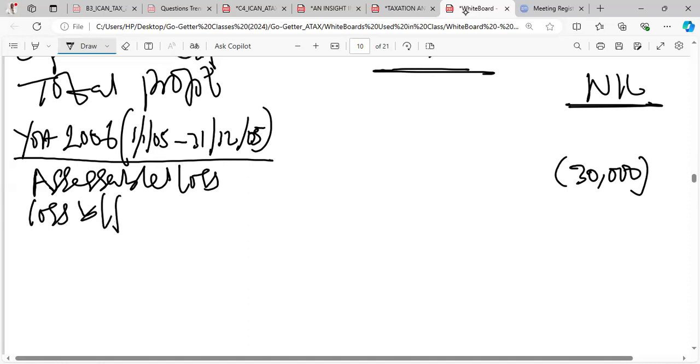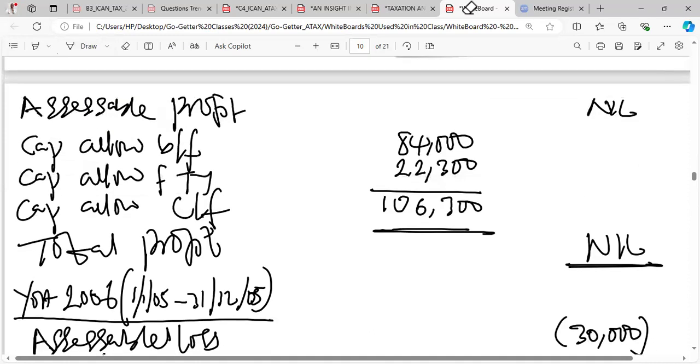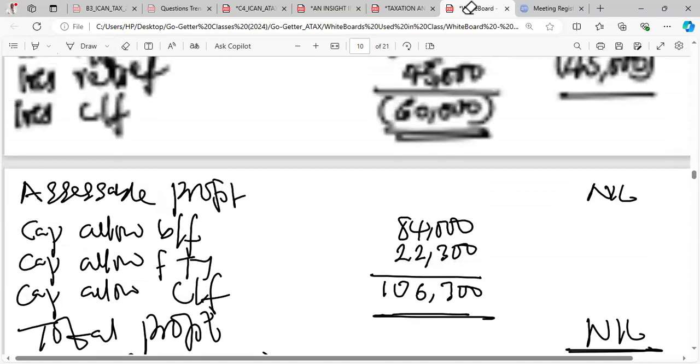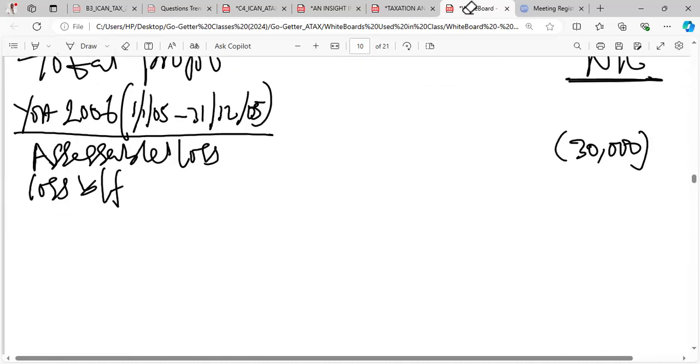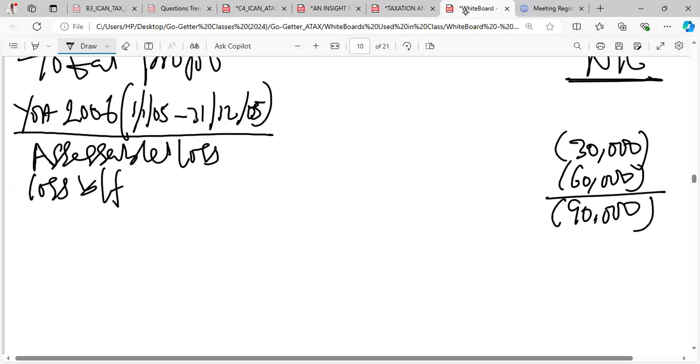Loss brought forward. How much was the loss carried forward before? Carried forward loss is 60,000. We are now going to bring it forward. So it becomes 90,000 that will be carried forward. Loss carried forward, 90,000.